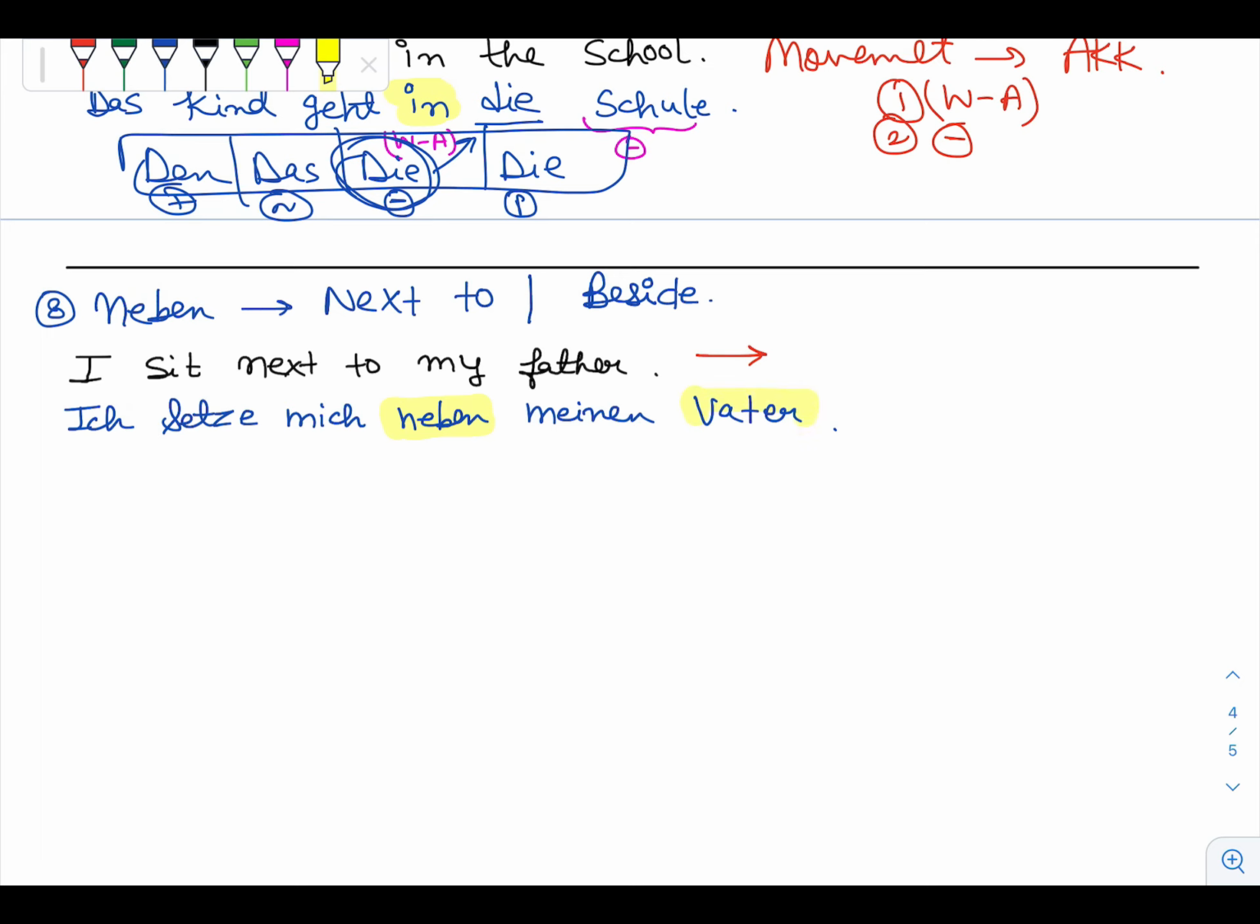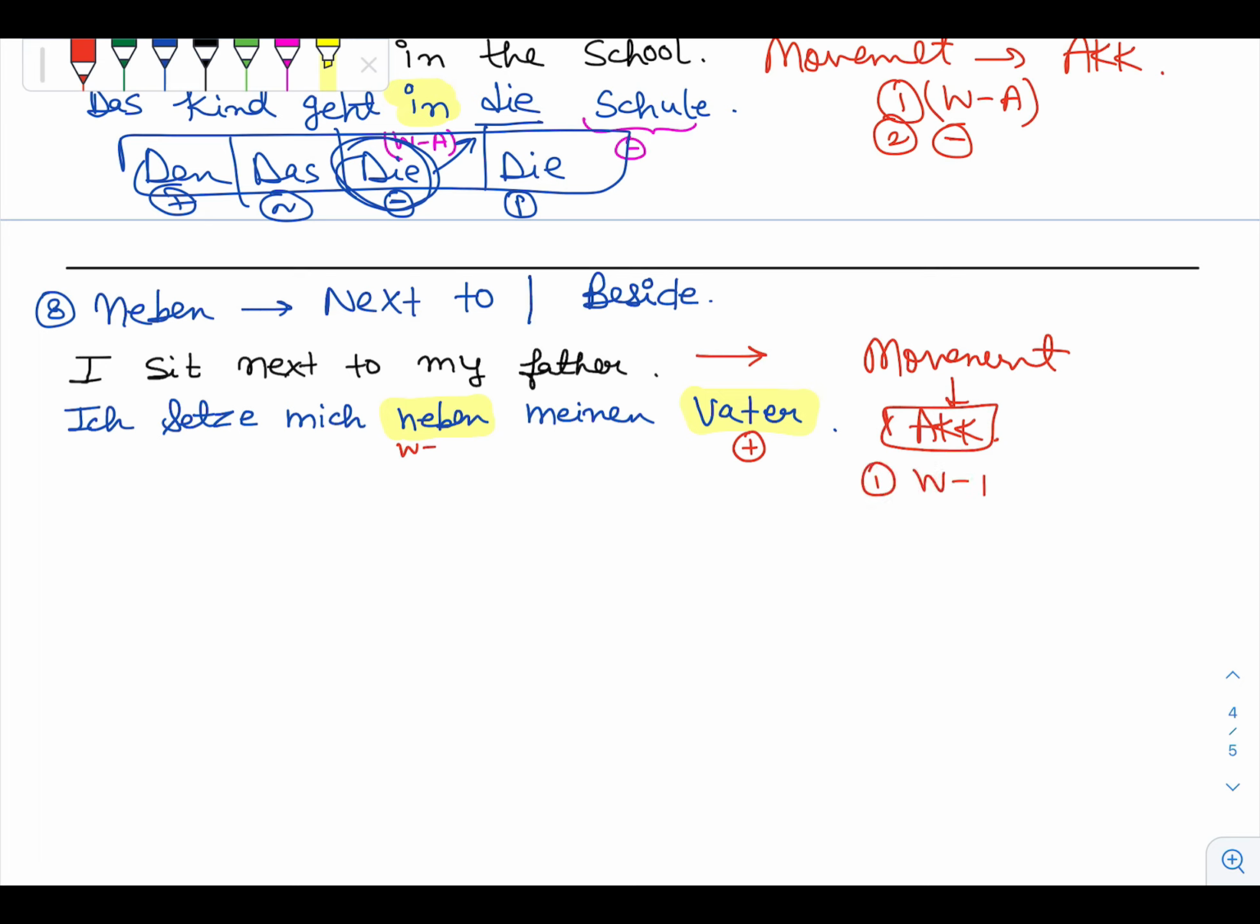Again, I used a Wechsel preposition here. Vater, you all know, is masculine. So masculine, Wechsel of... Here we are talking about the movement. I am sitting next to my father. So movement, accusative, Wechsel of accusative. Second thing is masculine. And the possessive one, so "en" is there. That's why they wrote here "meinen".